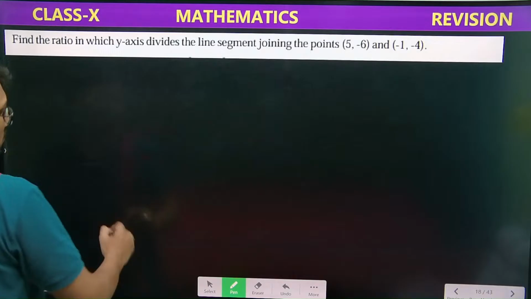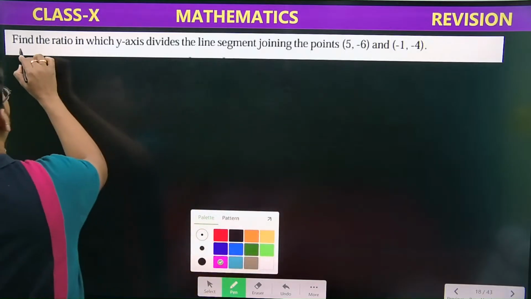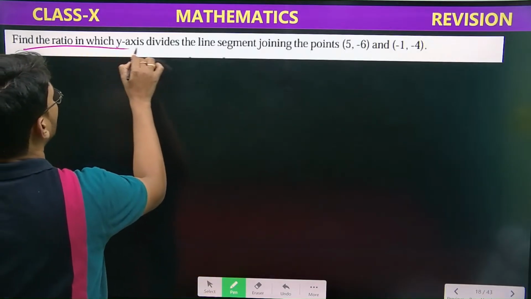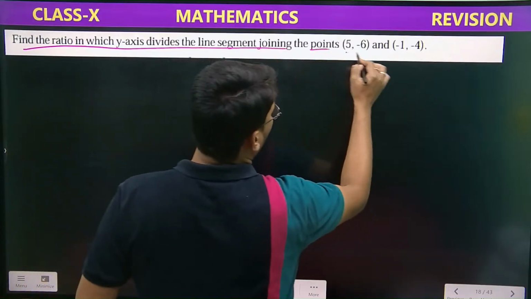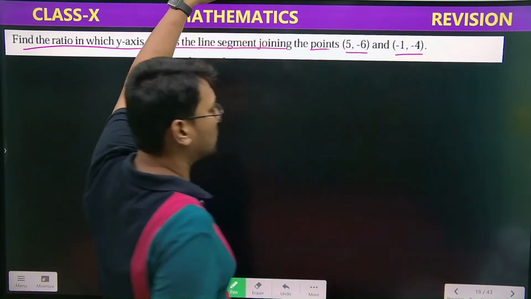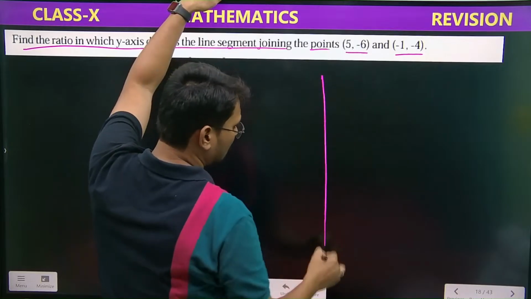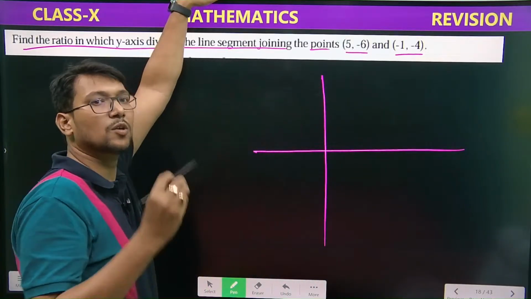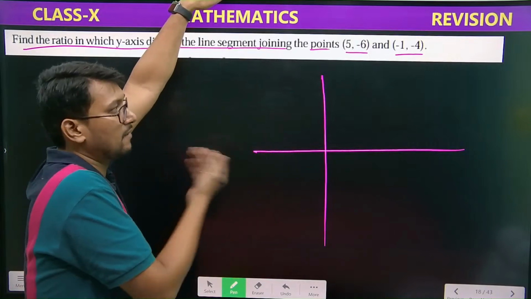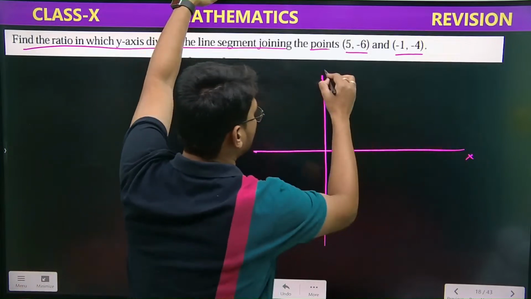See, the question is saying: find the ratio in which the y-axis divides the line segment joining the points (5, -6) and (-1, -4). First, for the concept of this question, draw the figure. Which figure? The quadrant, the Cartesian plane. I have drawn it. This is the x-axis, this is the y-axis.